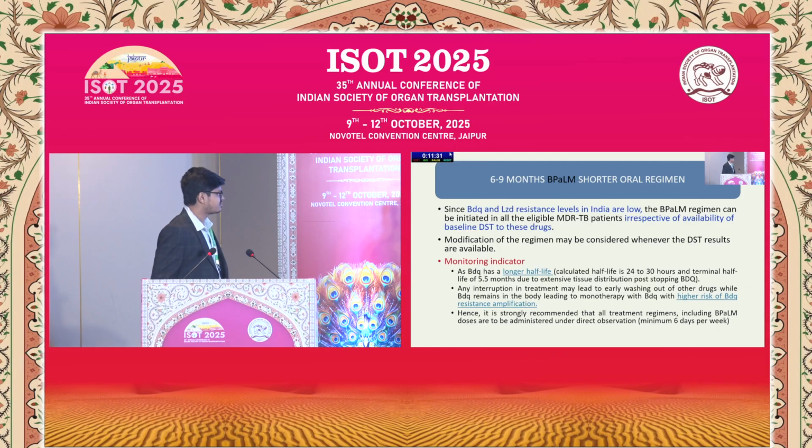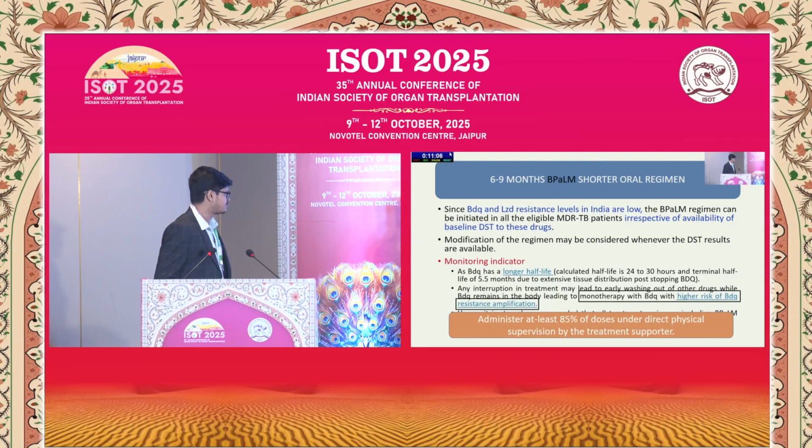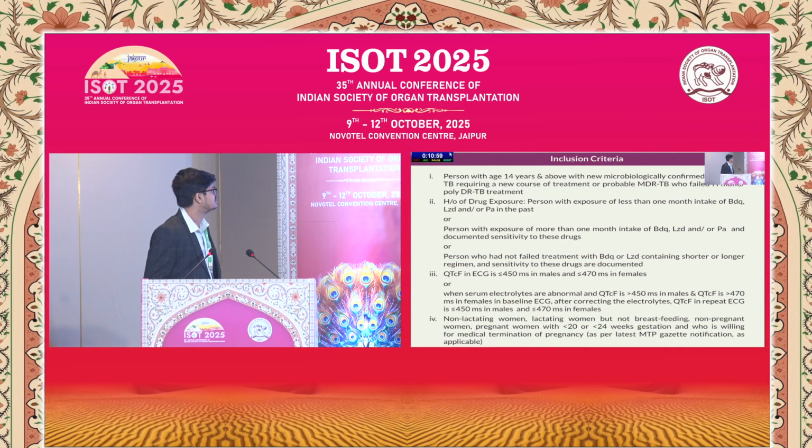The problem with bedaquiline is the longer half-life. The calculated half-life is 24 to 30 hours and the terminal half-life is 5.5 months, which is a problem. If a patient is taking a BPaLM regimen and suddenly stops the medication, the other drugs will be cleared from the body, but bedaquiline will remain for a longer period of time, which will increase the risk of resistance in future. So it should be given with strong monitoring, minimum 6 days per week. And at the end of the treatment, administer at least 85% of doses under the direct physical supervision of the treatment supporter. These are the inclusion criteria.